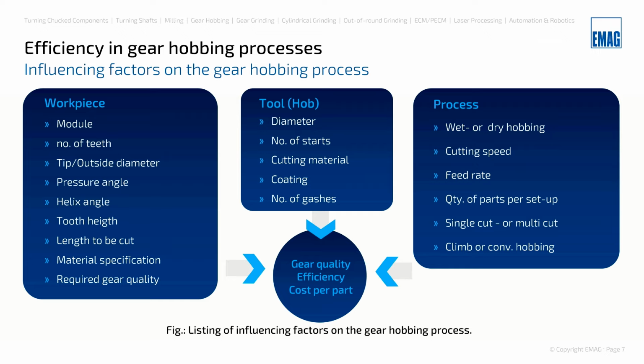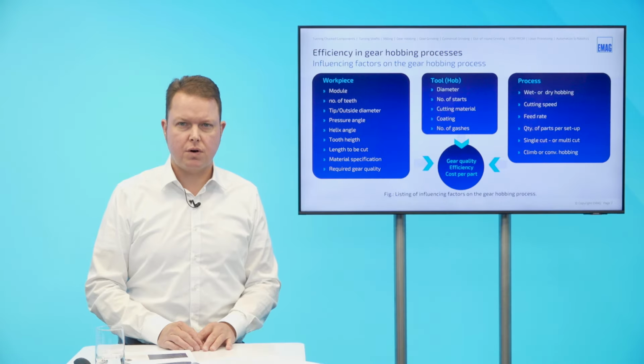Then we have the tool, the hob, its macro geometry, that means its diameter, the number of starts, the substrate or cutting material and its coating, and the number of gashes plays also an important role, way more than we know this from, for example, turning. So the hob design plays an important role as far as cycle time and efficiency is concerned.